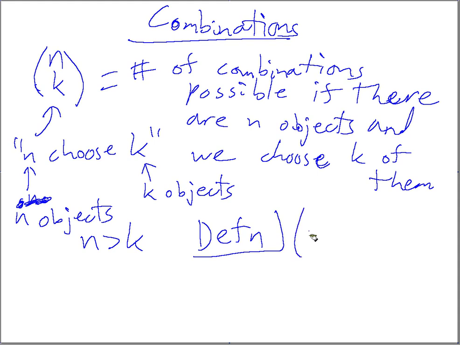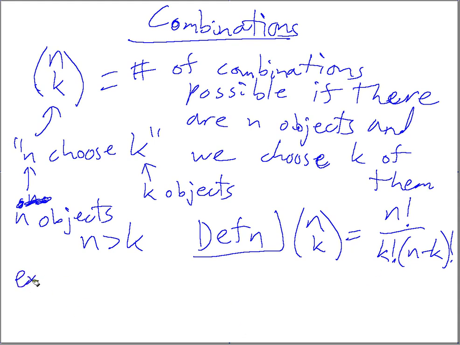All right. N choose k is going to be defined as n factorial over k factorial. We did some calculations like that earlier, right? But also times n minus k factorial. So this is the definition to keep in mind here.